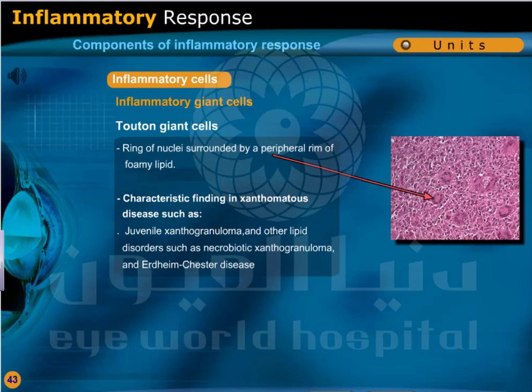Touton giant cells. They show a ring of nuclei surrounded by a peripheral rim of foamy lipid. They are characteristic findings in xanthomatous diseases such as juvenile xanthogranuloma and other lipid disorders such as necrobiotic xanthogranuloma and Erdheim-Chester disease.